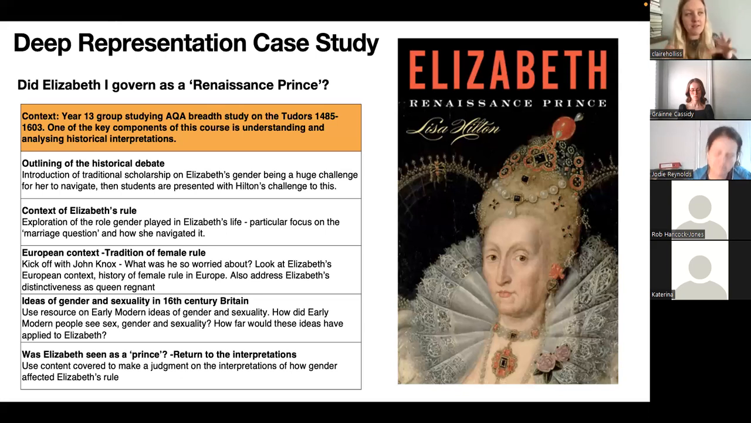And then to use that to return back to the interpretations and go, okay, let's have a look. Who's right, Hilton or these other two historians who appeared on the exam specs? So that's just one example of how you might do it.